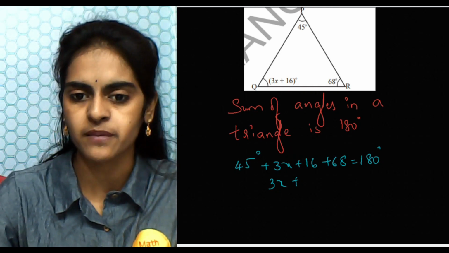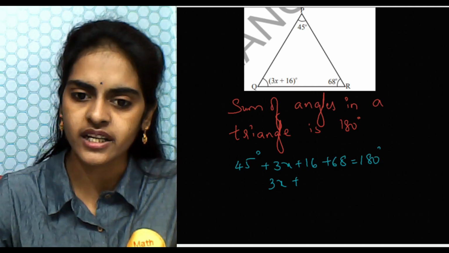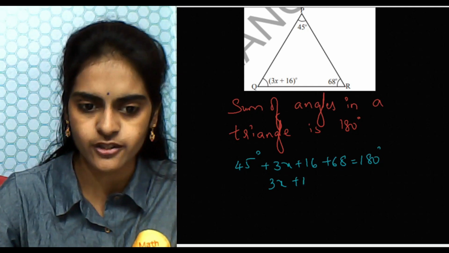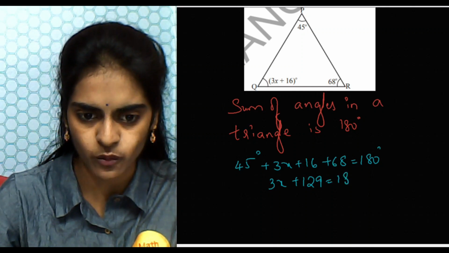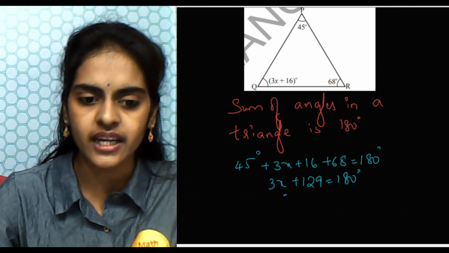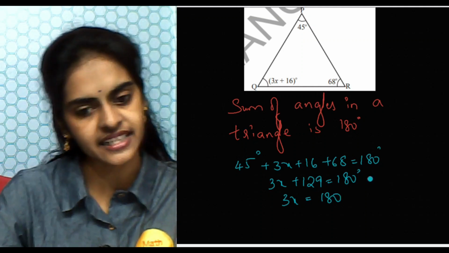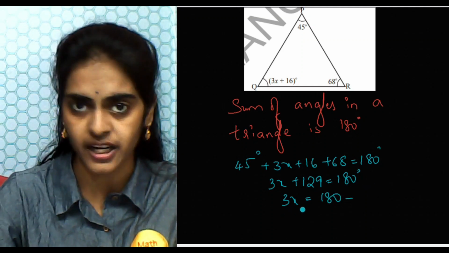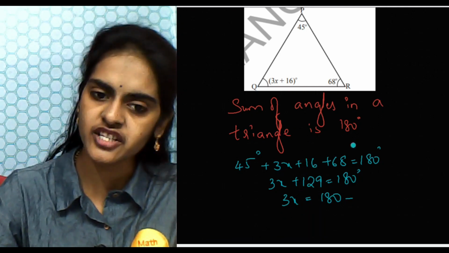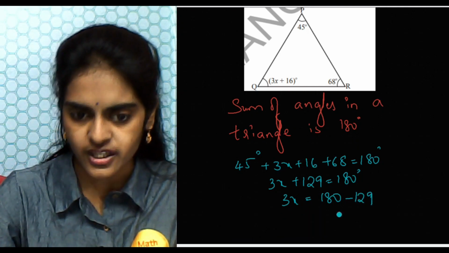8 plus 6 is 14 plus 5 is 19. So this is 129. So you got 129 is equal to 180 degrees. Now 3x equals 180, and this 129 I'll send to the other side. Why? Because I want the x value. So whatever is extra here, we shall send to the other side, so it becomes minus.